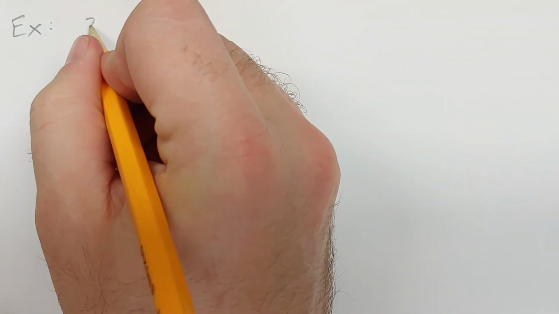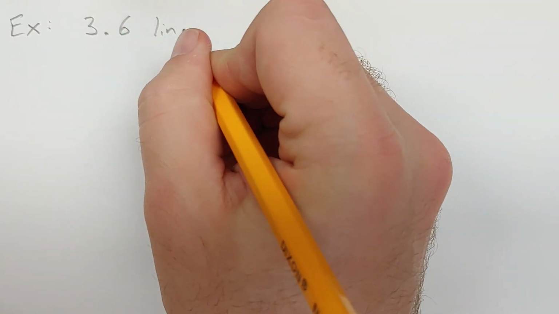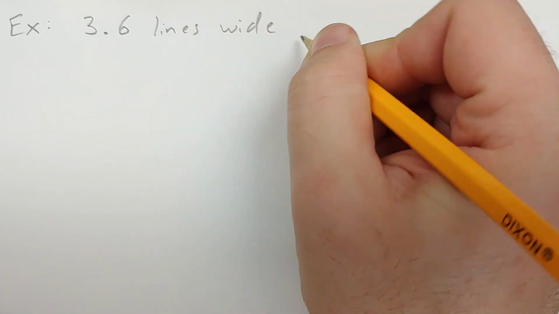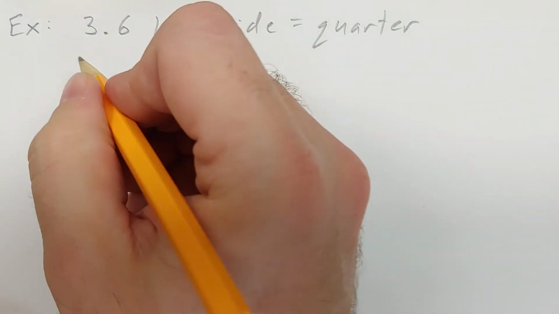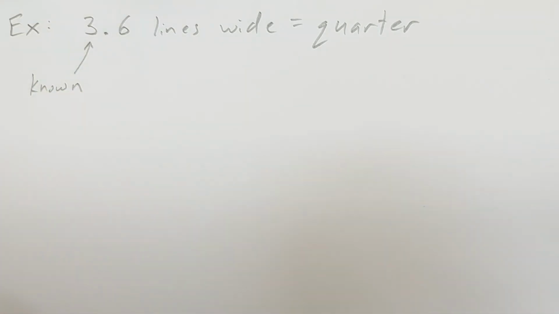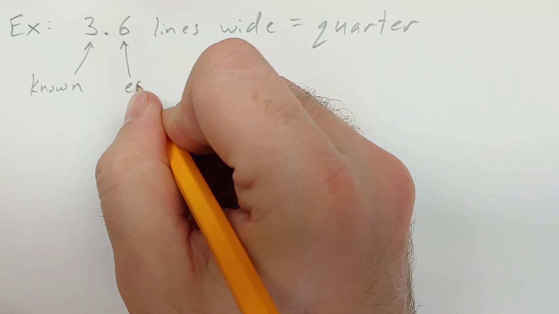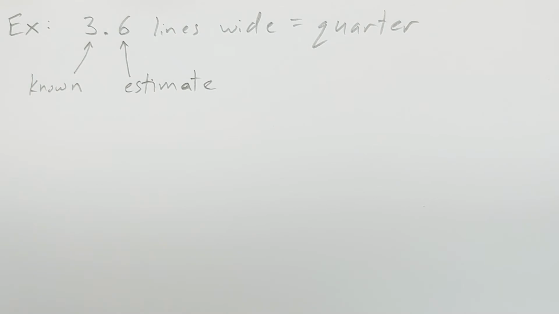For example, we said that the quarter was 3.6 lines wide. The 3, we know that one for sure. The 6 is the estimate. And because it is an estimate, it could be off by a little bit. But we should be able to get pretty close. You should be able to get within the nearest tenth.